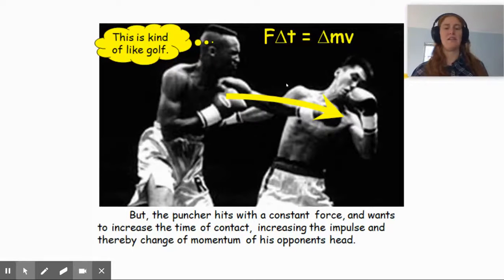So this one is another boxing example. Here we have the puncher hits with a constant force and wants to increase the time of contact, increasing the impulse and thereby the change of momentum of his opponent's head. So if you want your opponent's head to be moving away from you really fast, you need to push it for more time. So here's where you're going to want the follow through. Just like the golf example, you're going to want to follow through with your punch in boxing.